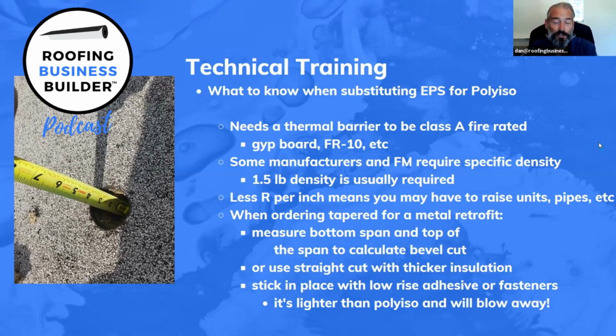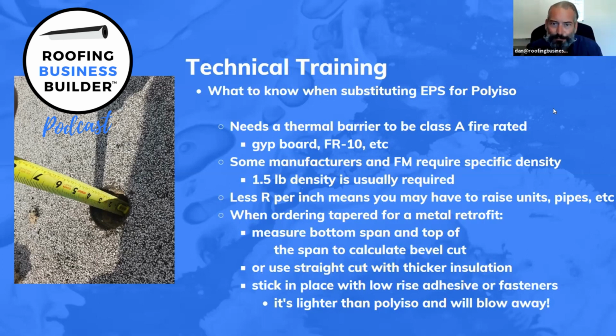Also, some manufacturers and FM themselves will require that you have a 1.5 pound density. So a lot of times that's required. When you're looking at EPS, you'd have to tell them, sometimes EPS will come in just a 1 pound density or maybe 1.25. But if you're doing a specific job that's requiring in the spec that you're reading a 1.5 density, then you have to request for that. Now it's cheaper to buy the 1 pound, right? Because it's not as dense of a material. So that's something to consider too.